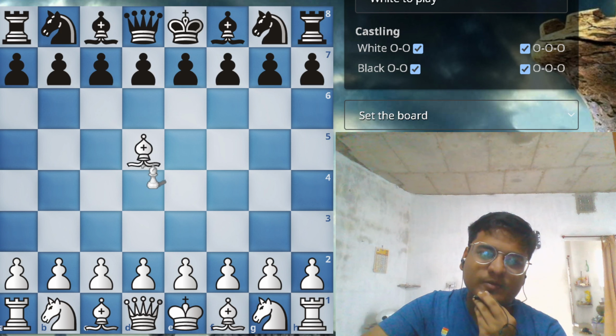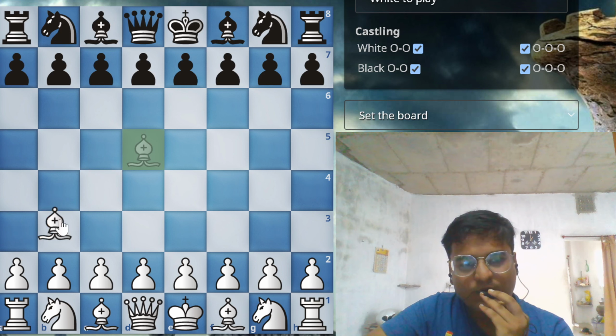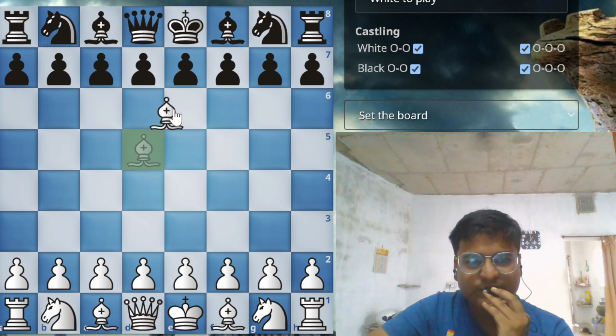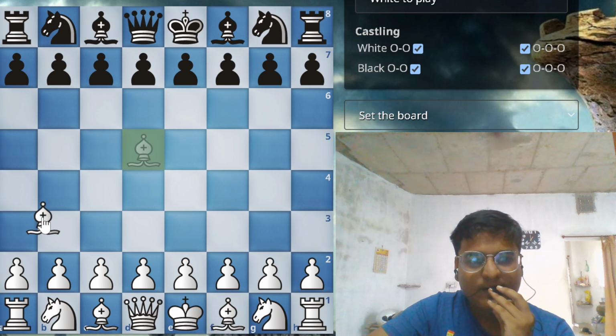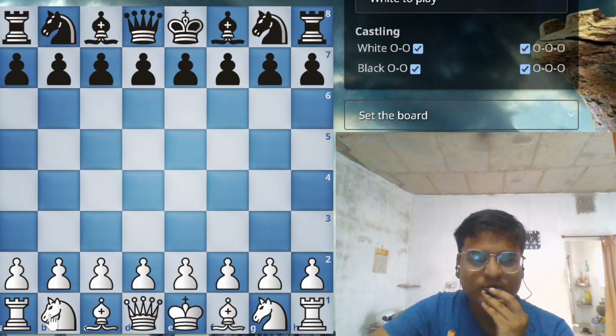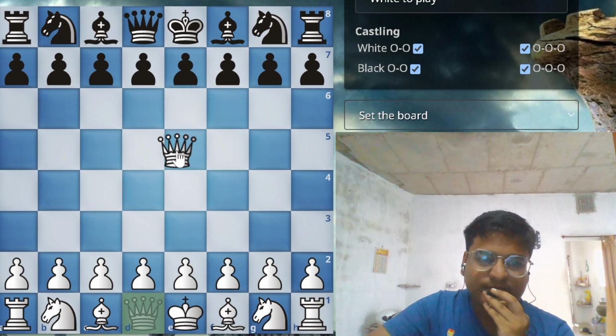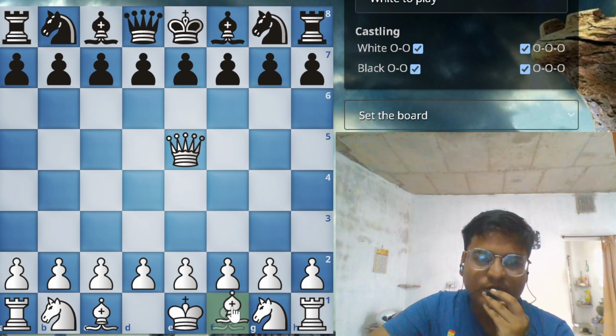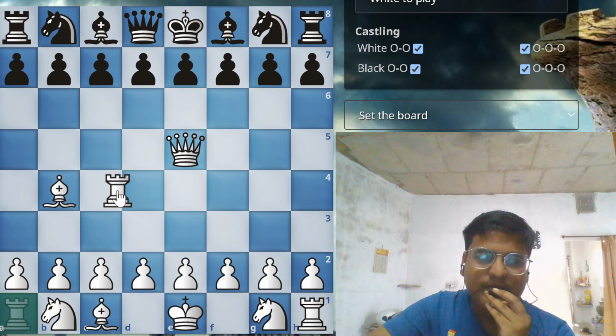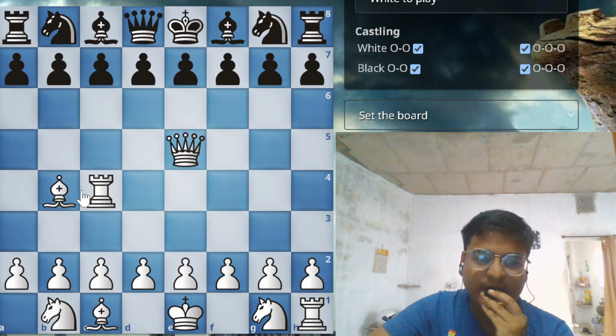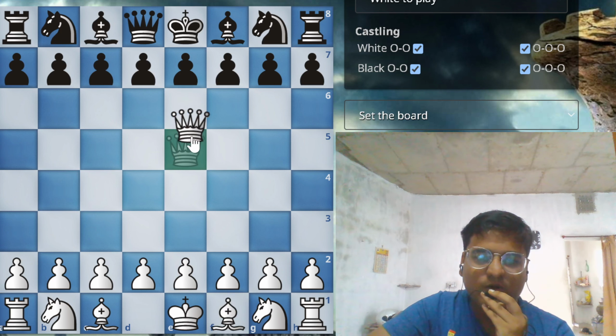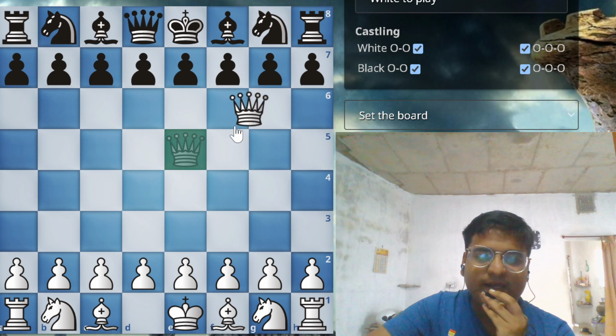Now let's talk about the camel. The camel can move diagonally in any direction, either forward or backward. It can take indefinite steps. So we have understood the camel also. Let's move to the queen. So what is the queen? It is a mixture of a camel and an elephant. So it can move vertically, horizontally, and diagonally, and it can take indefinite steps.